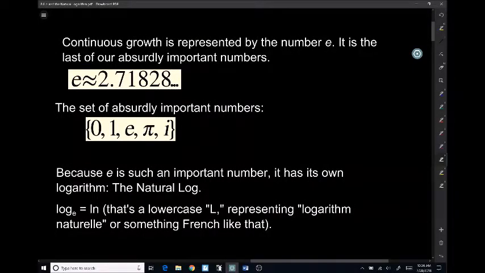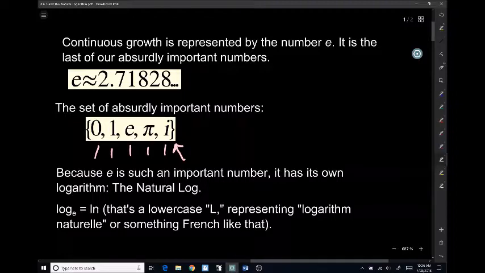It is the last of our absurdly important numbers. That's 0, 1, e, pi, and i. Those are the 5 kind of critical numbers that all of this algebra can be based around and off, and things can be accomplished with. There's actually a formula, an equation, that relates them all to each other, which is sort of crazy also, but we won't deal with that now.